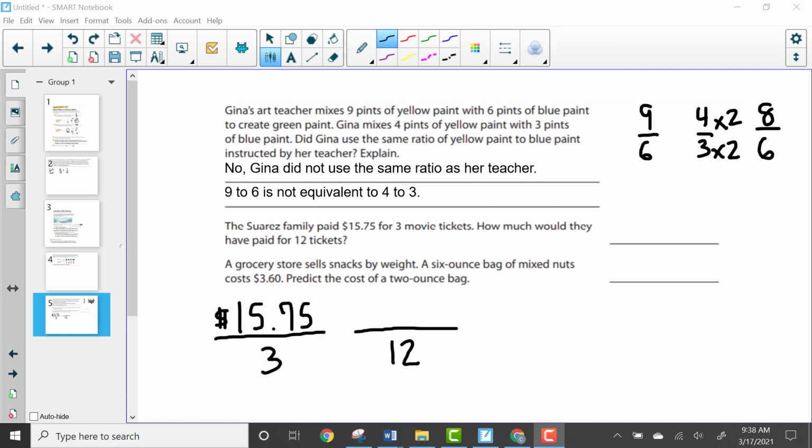All right, let's take a look at the next one. It says a Cerez family paid $15.75 for 3 movie tickets. How much did they pay for 12 tickets? This is how you would set this problem up. You would write the ratio, $15.75 to 3. Then we're multiplying the number of tickets by 4. Why by 4? Because 3 times 4 gives us 12. And therefore, we have to multiply the price by 4 as well. I'm sorry, the price for 12 tickets would be $63. So $63 would be the price there.